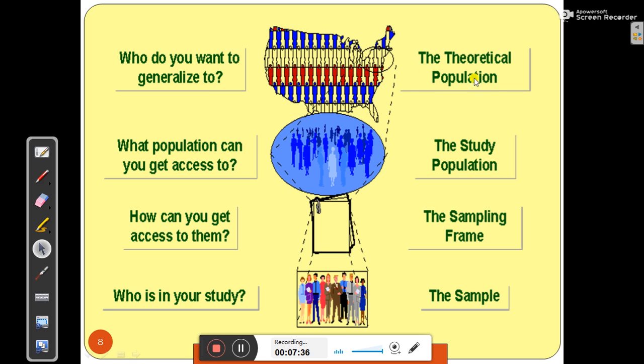The theoretical population. This is a theoretical population. Here this circle is marked here. Okay, this is marked here. That is the theoretical population.